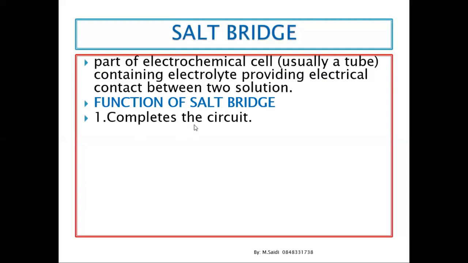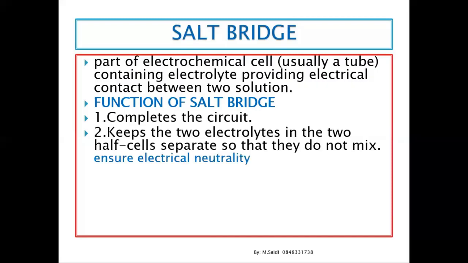Functions of the salt bridge. Number 1, to complete the circuit. Simple. The anode and the cathode are being connected. That salt bridge must be there so that the circuit is complete. Number 2, it keeps the 2 electrolytes in the 2 half cells separate so that they don't mix. They must not mix.